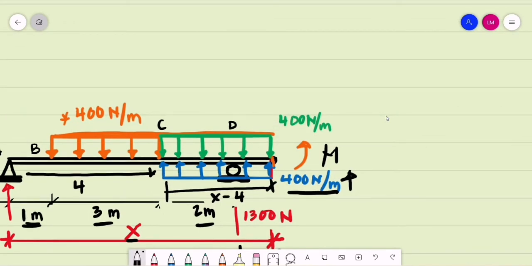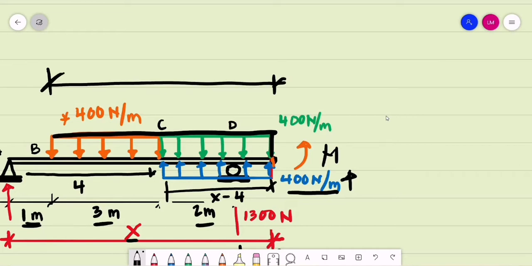So we are just to analyze this as a single uniformly distributed load, from point B up to the cut section. So what is this distance? All we have to do is subtract 1 meter from x. So this is at a distance of x minus 1. Its equivalent resultant is 400 multiplied by its span, that is the x minus 1.